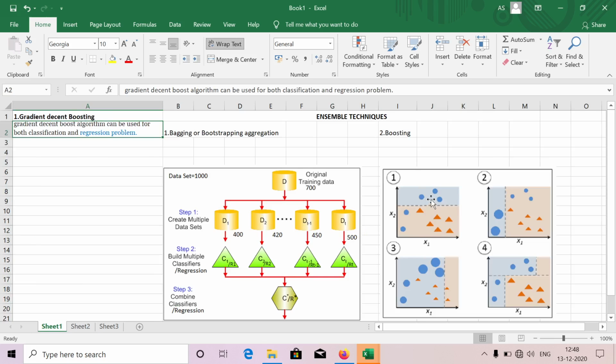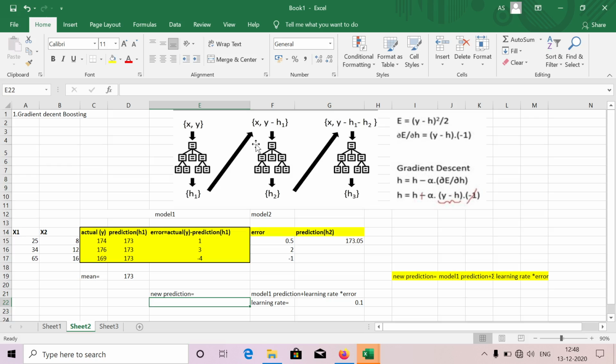Here in the second sheet, as we discussed, gradient descent always follows a sequential process. Similarly, I am creating my decision trees sequentially. Whatever the output of the first decision tree is, I give to the second decision tree. Similarly, the second decision tree's output I give to the third decision tree. This is a very sequential process.